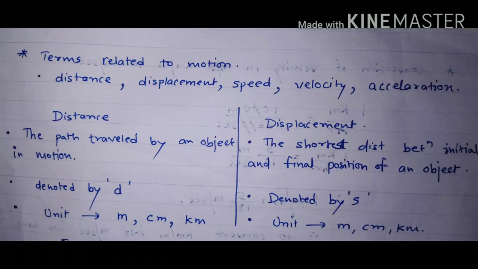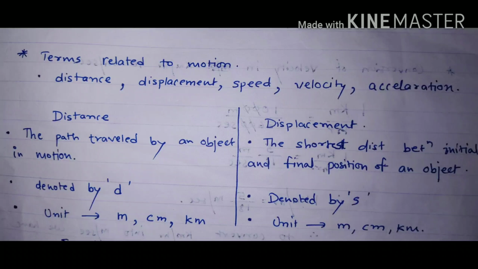So the first term is distance. Distance means the path traveled by an object. We will first see the definitions of distance and displacement, then we will see an example. With the help of that example, we will come to know each and every term. The distance is the path traveled by an object in motion, which is generally denoted by d, and the units used to measure distance are meter, centimeter, and kilometer. If the distance is very small, it is measured in centimeters or millimeters, and for larger distances we use the kilometer as the unit.